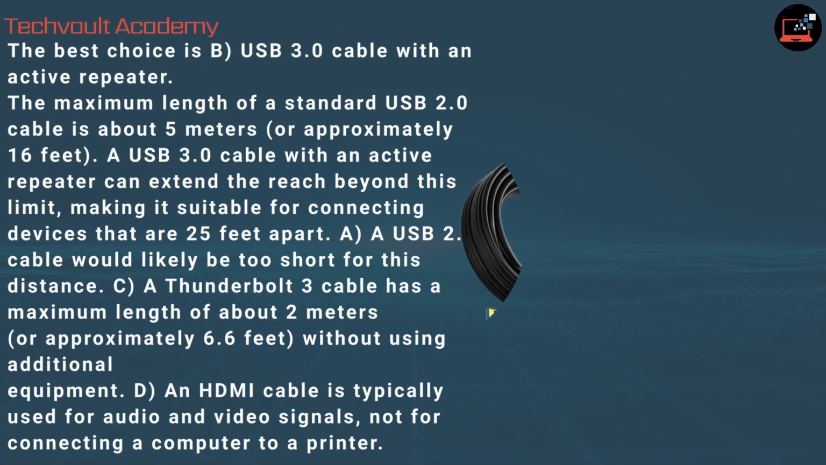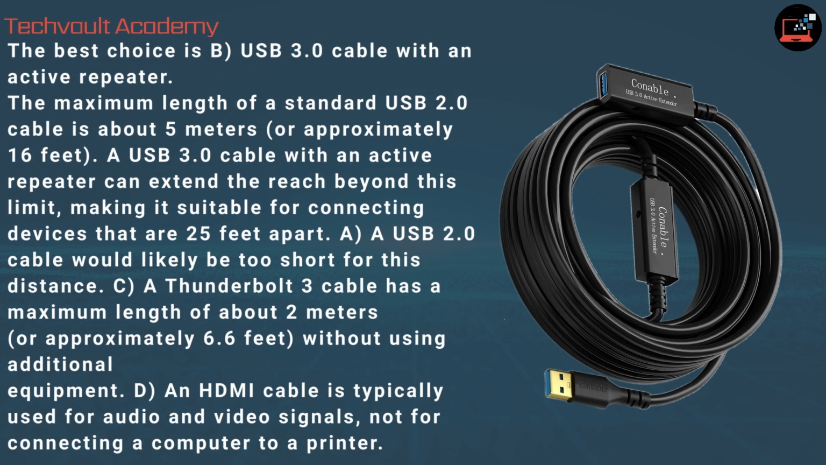The best choice is B, USB 3.0 cable with an active repeater. The maximum length of a standard USB 2.0 cable is about 5 meters, or approximately 16 feet. A USB 3.0 cable with an active repeater can extend the reach beyond this limit, making it suitable for connecting devices that are 25 feet apart. A USB 2.0 cable would likely be too short for this distance.